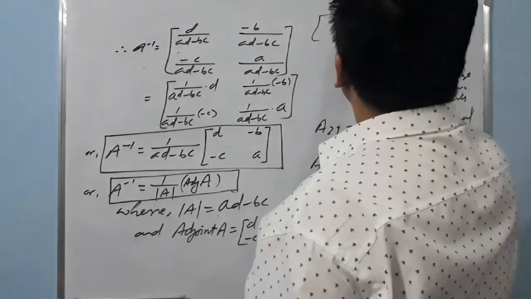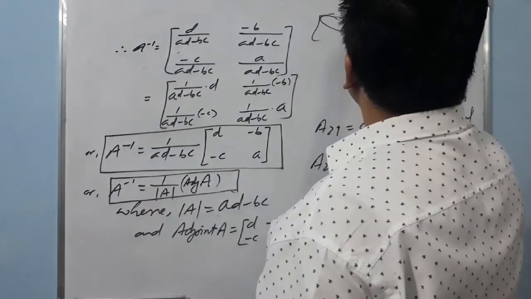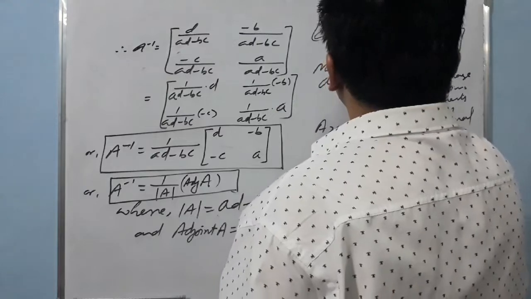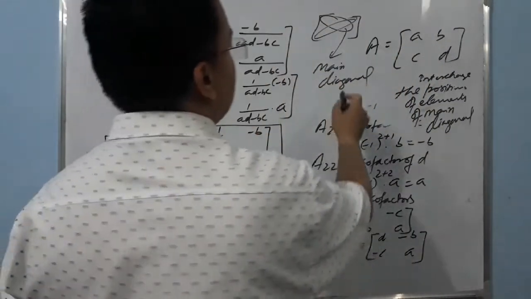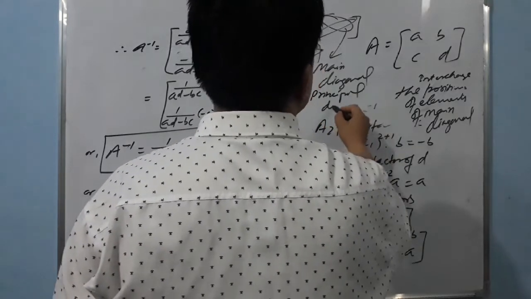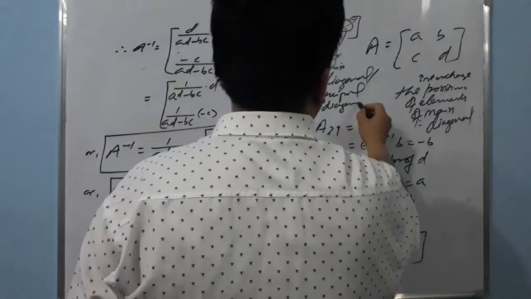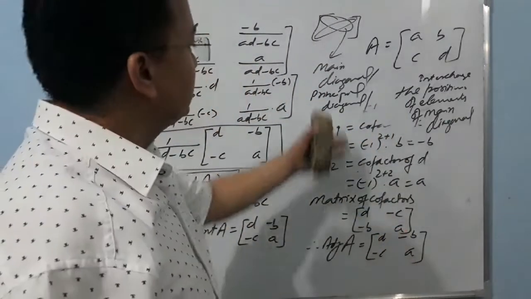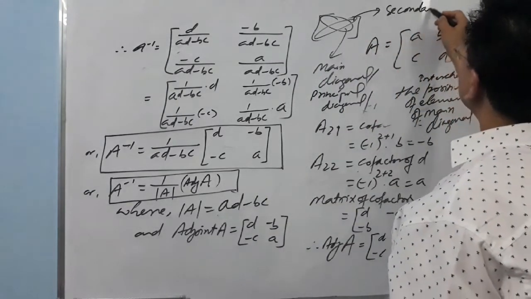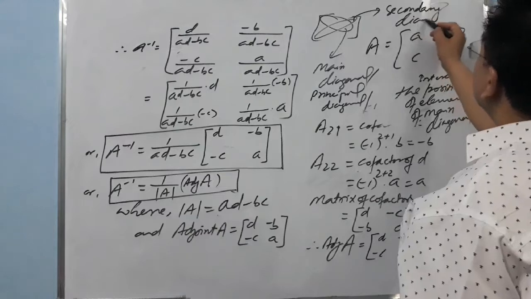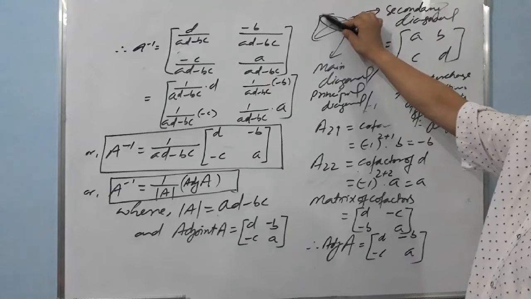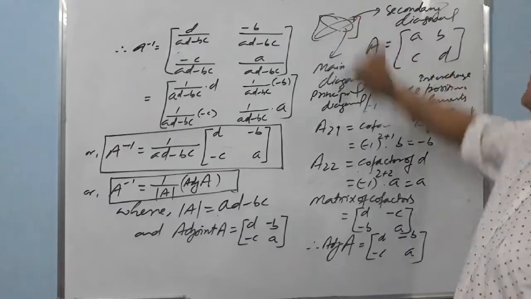This one is the main diagonal, or you can say the principal diagonal, or also the leading diagonal. And this is called your secondary diagonal. So this is the main diagonal, principal diagonal, or leading diagonal, and this is called the secondary diagonal.